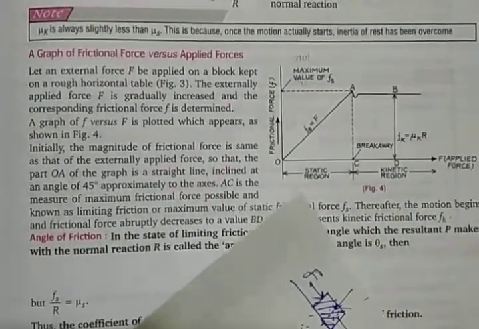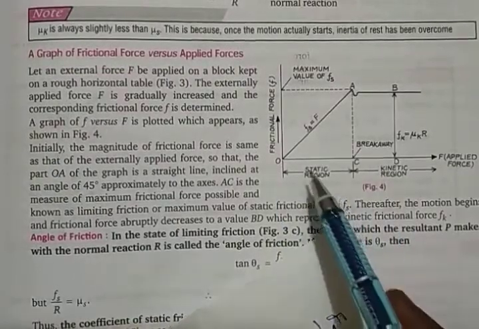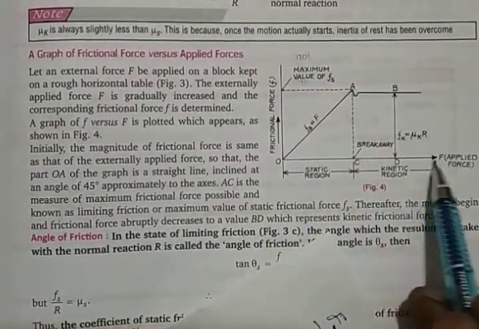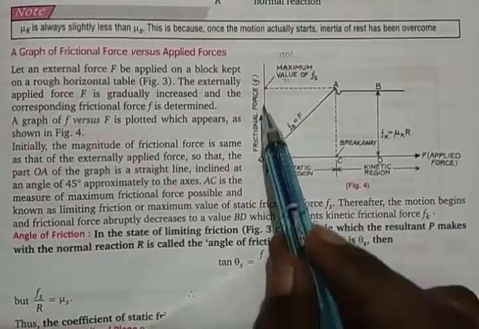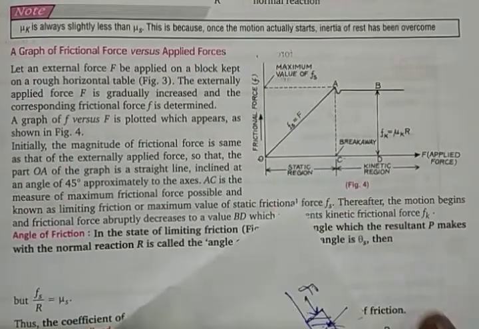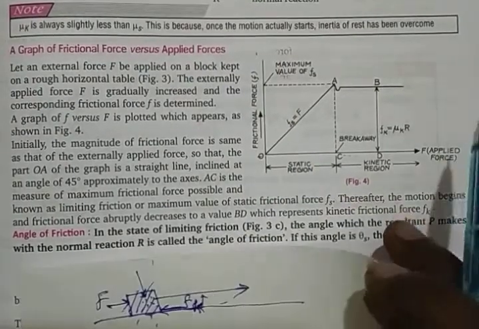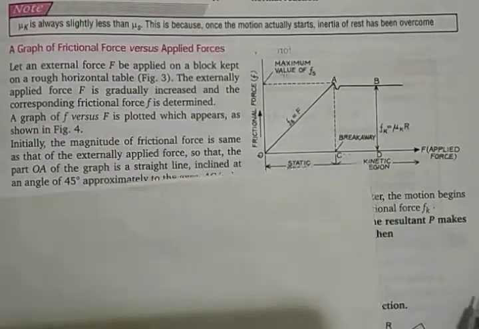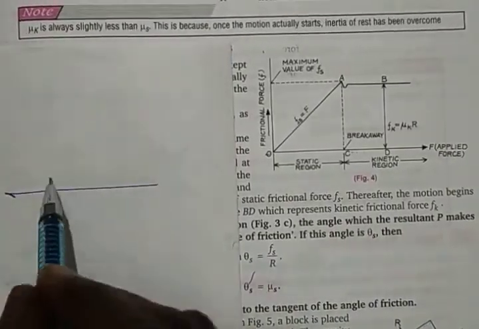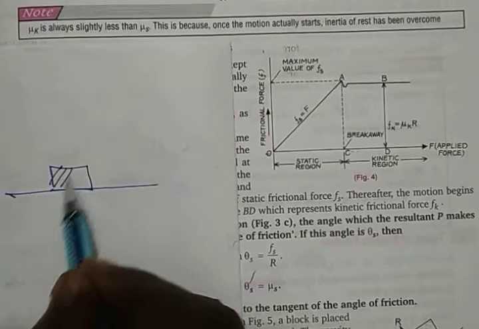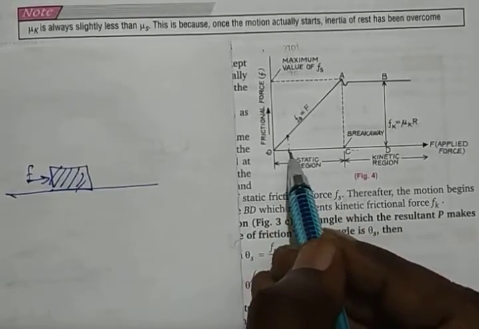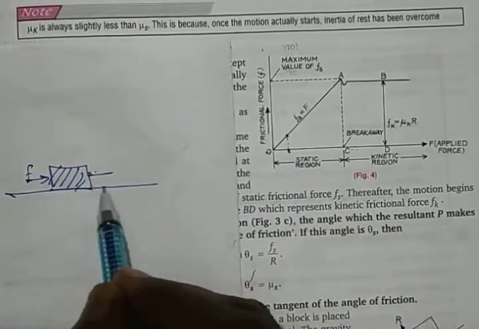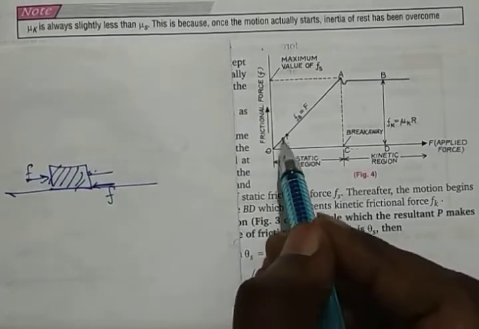The next one is a very, very important graph. Please draw this graph. It is between the external force applied and the frictional force. First of all, when the body is at rest, suppose this is the force you are applying. You are applying only this much force, and only this much friction will be there.